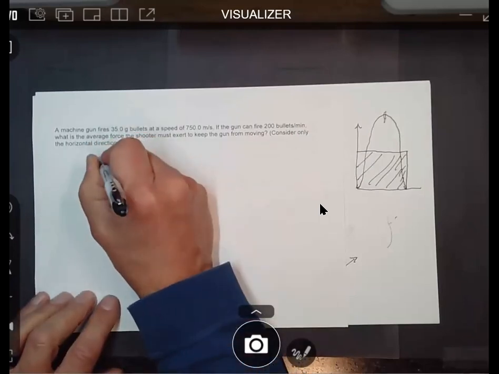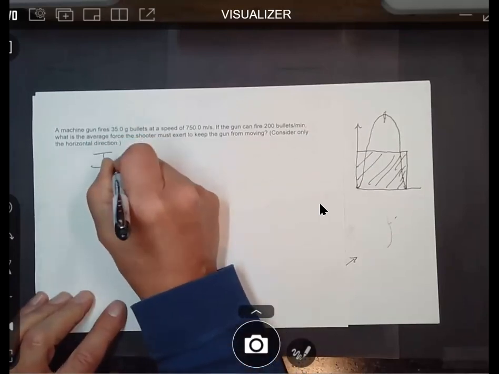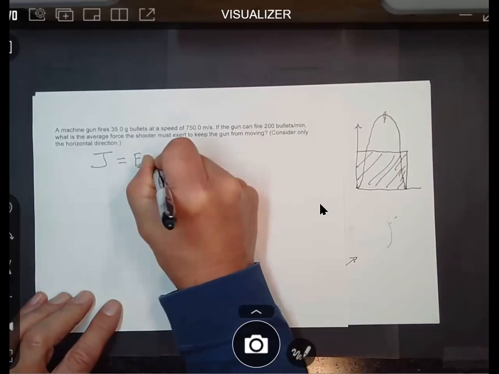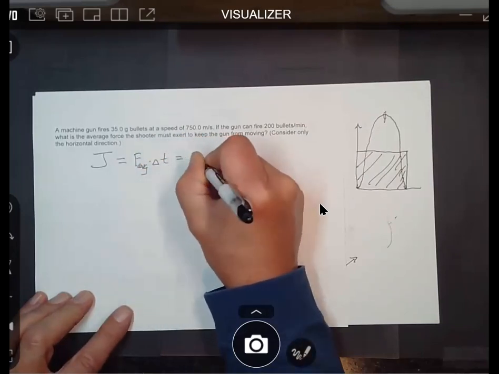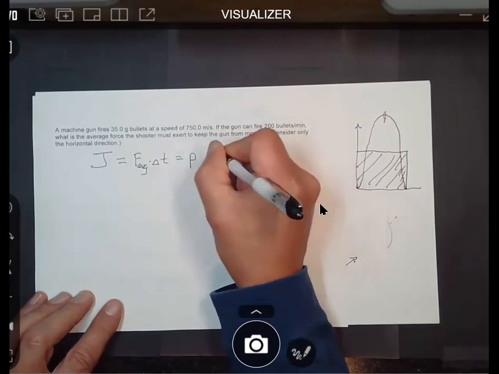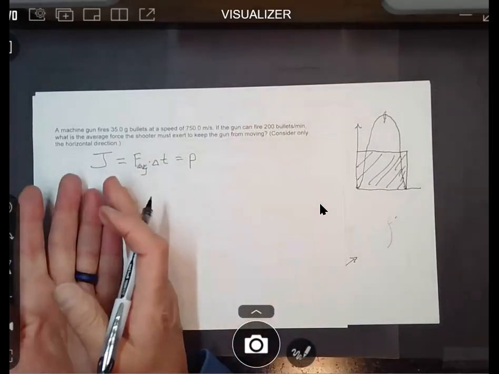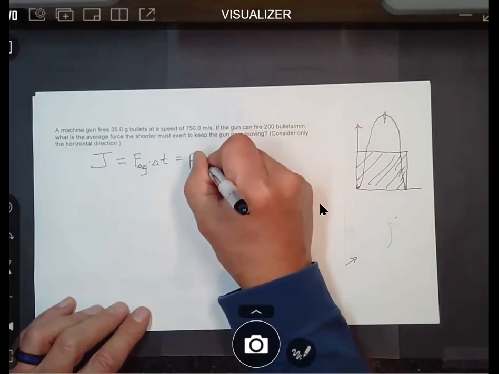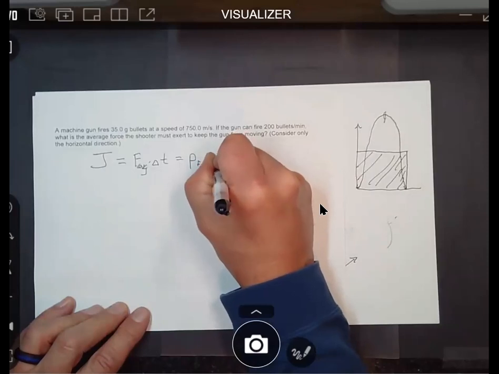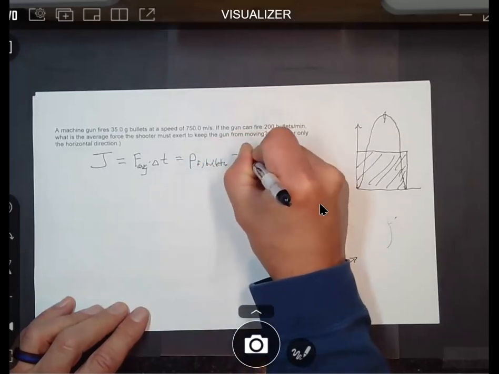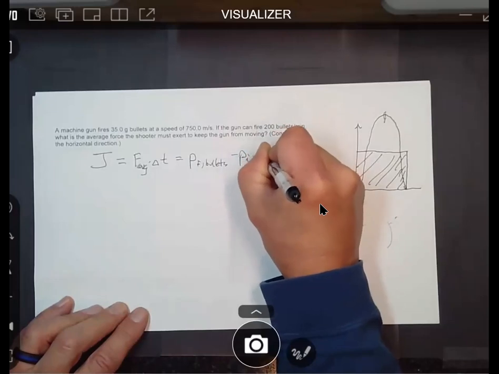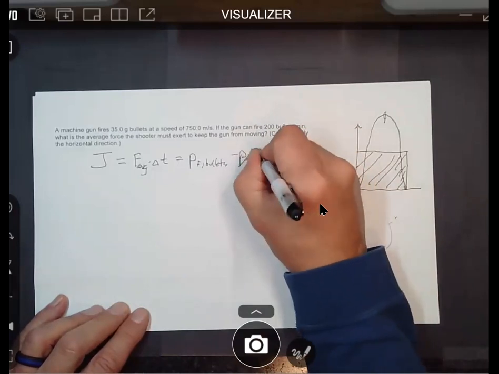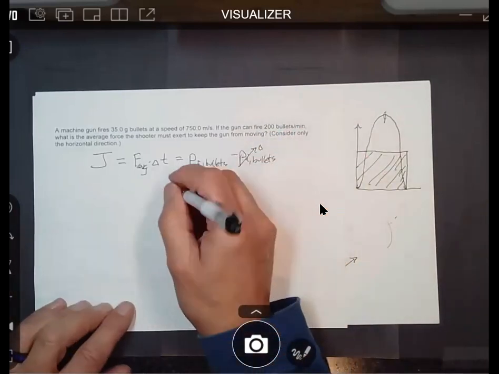And so here's what we'll have. The total impulse is going to be some average force times a delta t, and that'll be the total momentum of those bullets. They start off with no momentum, so we can say the P final for the bullets minus P initial for the bullets, and P initial for the bullets is 0. So we'll just figure it out.